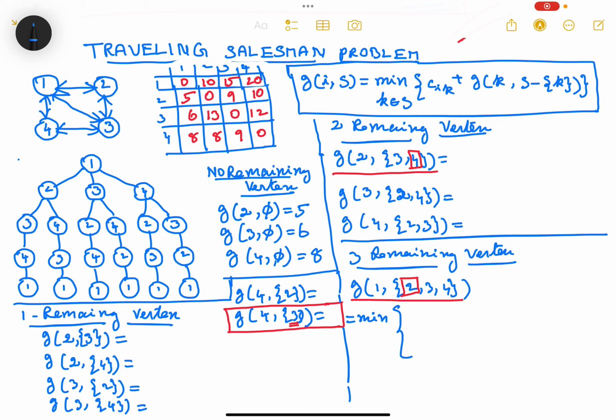In today's session, we are going to see Travelling Salesman Problem using Dynamic Programming Technique. Travelling Salesman Problem is a problem of finding the shortest tour that visits every city exactly once and returns to the city from where it started. Let's take an example to understand the travelling salesman problem in more detail.